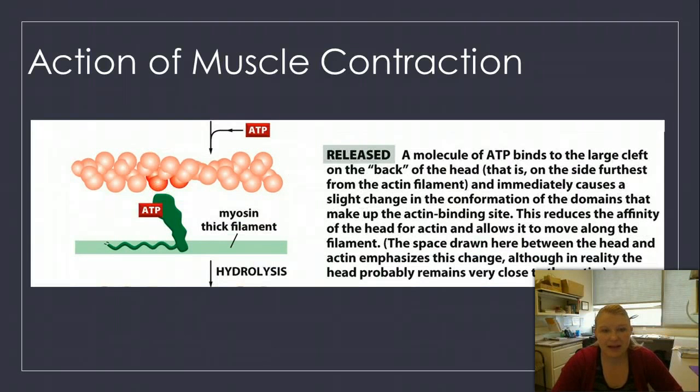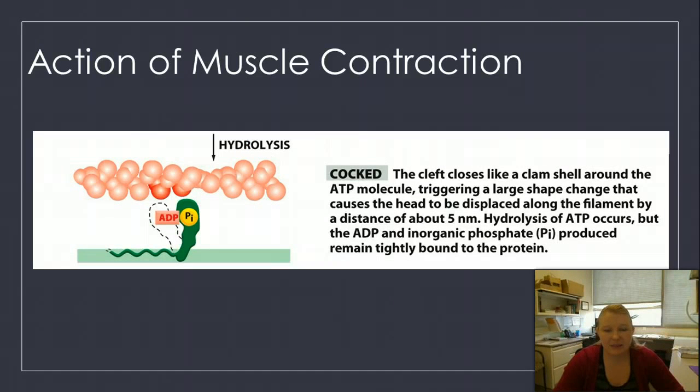So what happens first is ATP is added, and there's a section on the back of the myosin head that this ATP will bind to. This creates a slight conformational change that releases that myosin head from the actin molecule. Then this ATP is hydrolyzed by the myosin, but the ADP doesn't come off. It's still there, but it's broken down. What this creates is this cocking motion. So the myosin head is now going to move about 5 nanometers in one direction. Now it's completely shifted in its shape, and the ADP and the inorganic phosphate are still there.